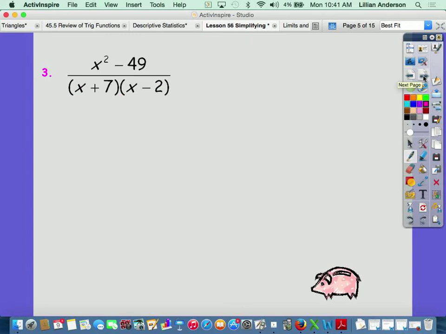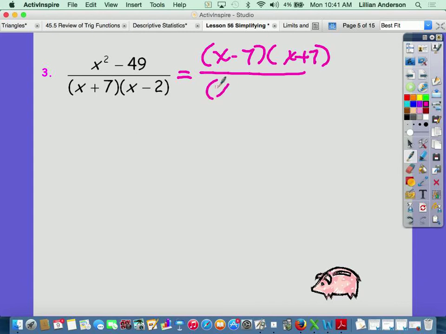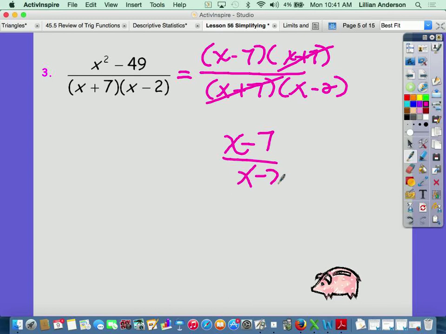Here, my bottom's factored, but my top isn't. It's a perfect square, so it would be x minus 7 and x plus 7, and the x plus 7s cancel out, leaving you with just x minus 7 over x minus 2. And yes, it is just that simple. Take 3 minutes to do the next 3. If you're watching this video, pause this video, do the next 3, and then we'll check in.